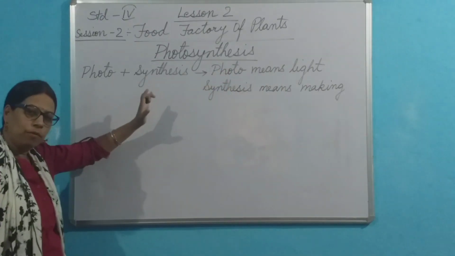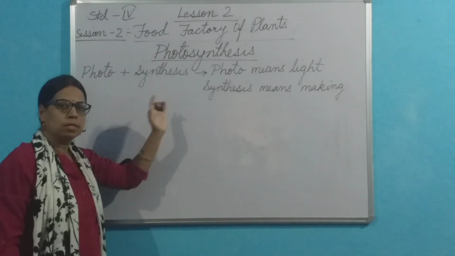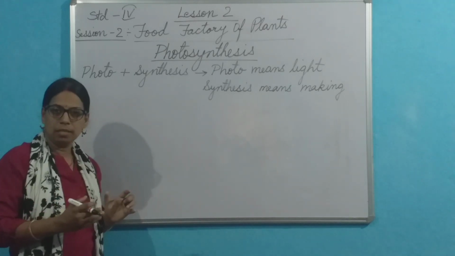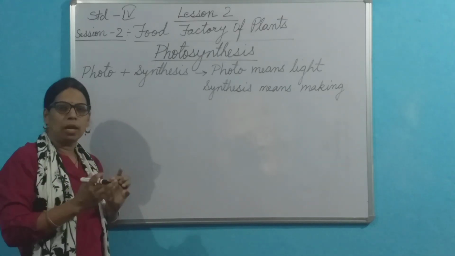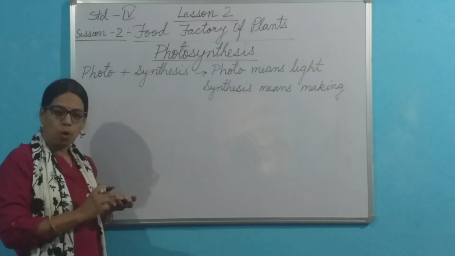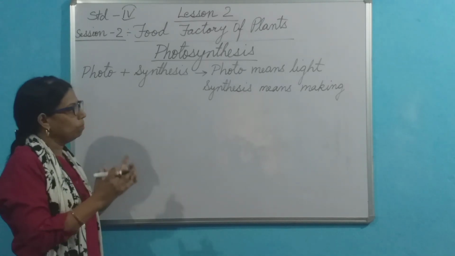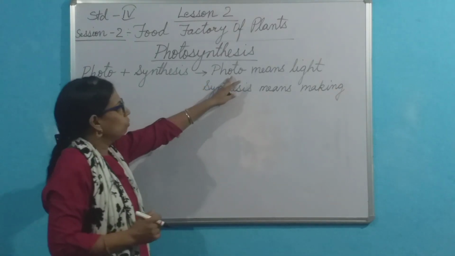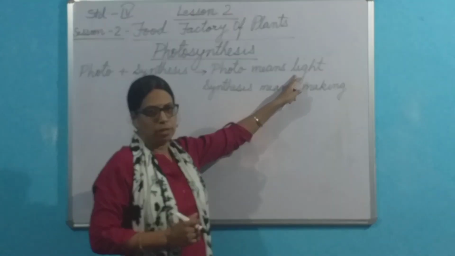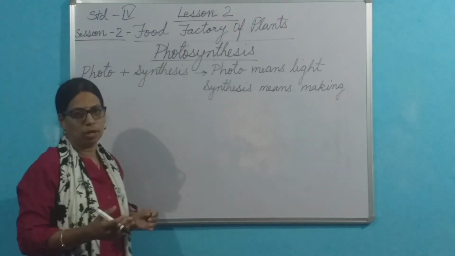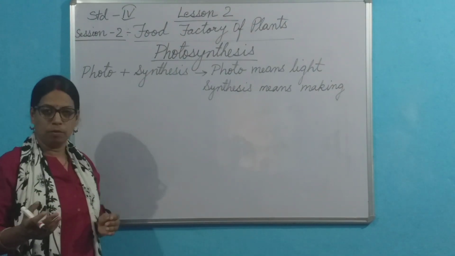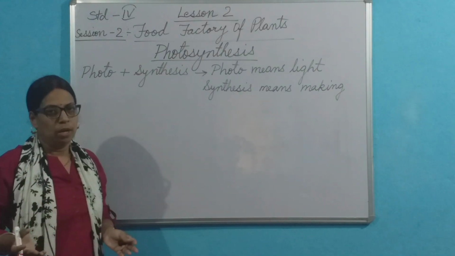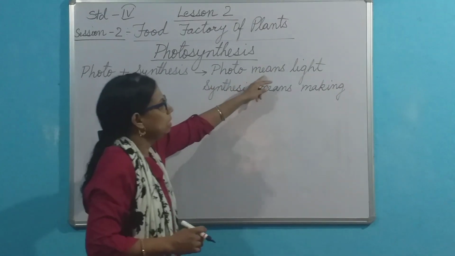This light, from where do the plants get this light? From the sunlight. And synthesis means when the plants get the sunlight, it combines carbon dioxide, water and minerals, and when this combination occurs, food is prepared. Now, when we talk about photo, then we come across light. You would have seen whenever you take a photo with your camera or mobile camera, light is very much essential. Without light, your photo cannot come. So here photo means light.